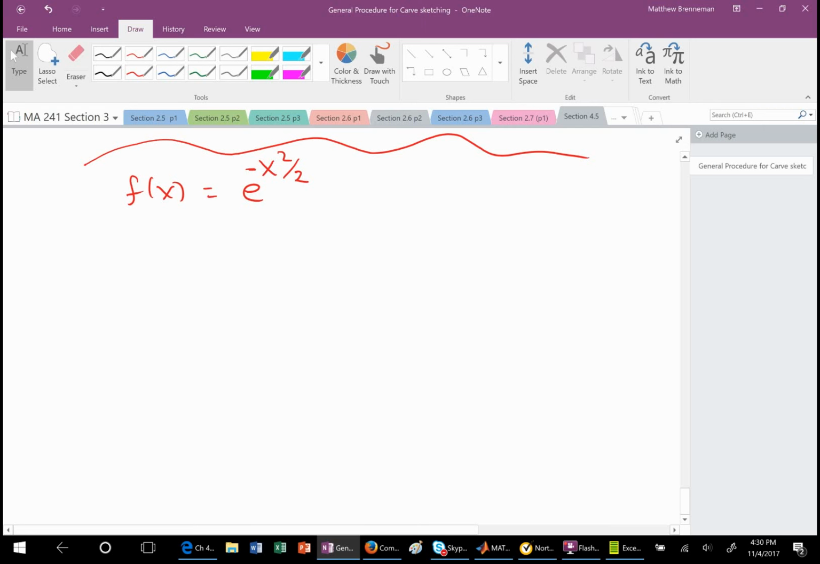Which makes it nice because I only have to analyze stuff on one side of 0. The negative 2x squared.